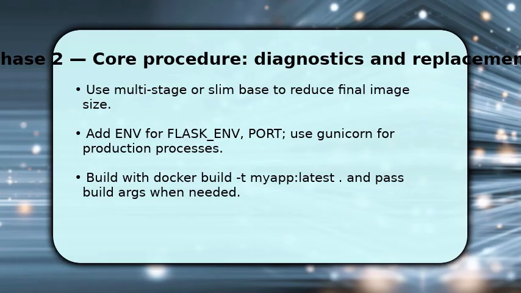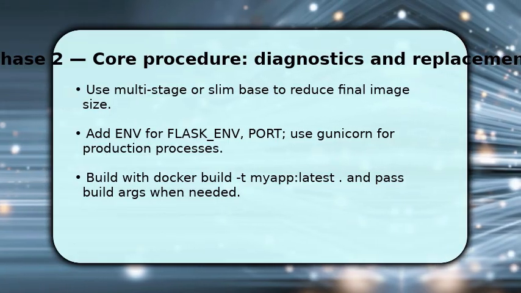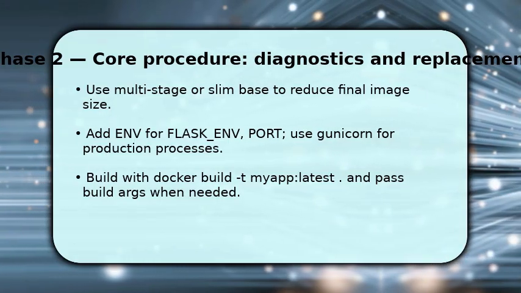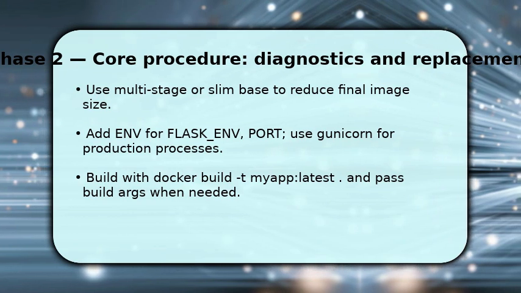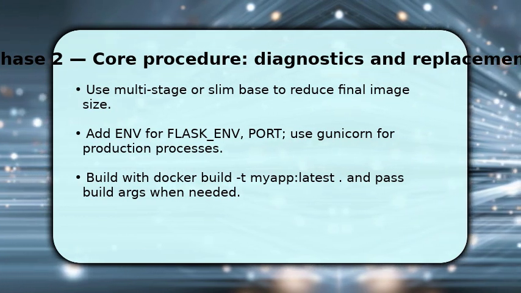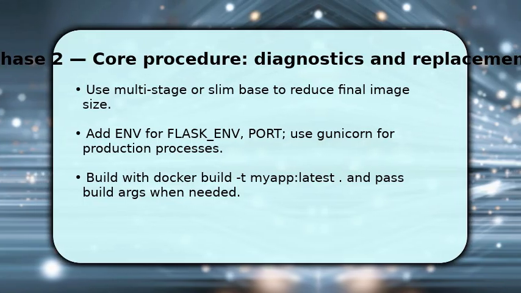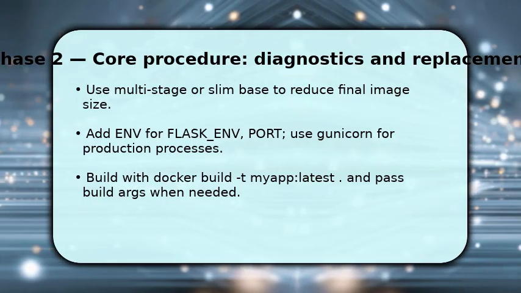Use Unicorn with workers to serve Flask in production. This handles concurrency better than the dev server. Then run docker build -t myapp:latest. Watch the build output for cache hits and layer reuse so incremental builds stay fast.